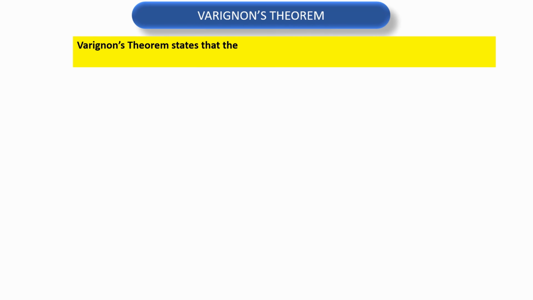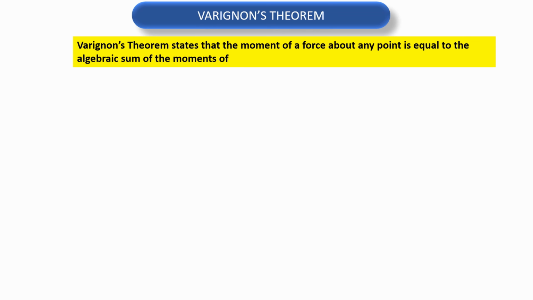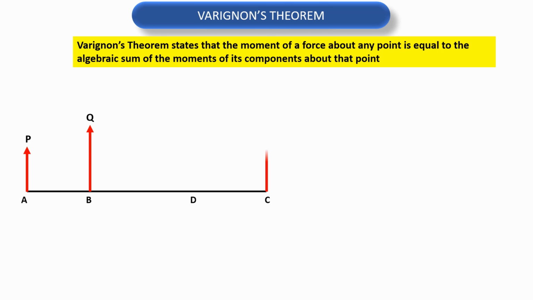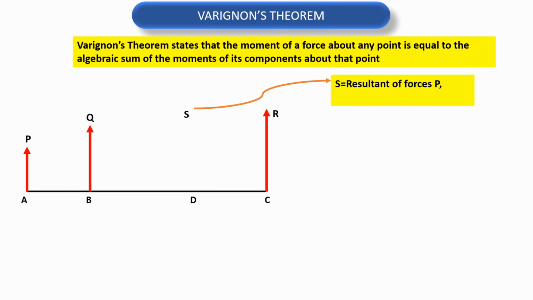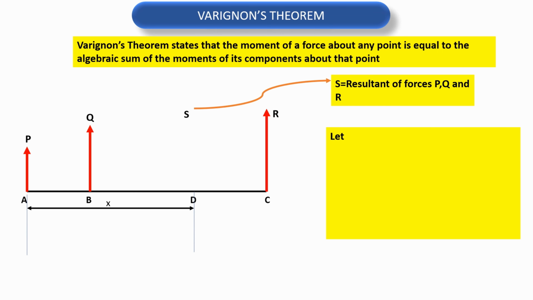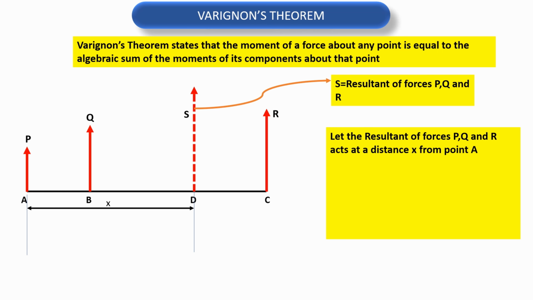Varignon's theorem states that the moment of a force about any point is equal to the algebraic sum of the moments of its components about that point. Let the resultant of forces P, Q and R act at a distance x from point A. Then by Varignon's theorem, taking moment about point A, S into x equals the sum of all the moments of P, Q, R about A. In this case, all moments will be in the anti-clockwise direction with respect to point A. S equals the resultant of forces P, Q and R.